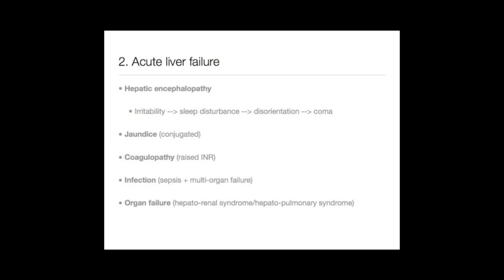They also lose the ability to produce clotting factors, so they get a coagulopathy. This is very important because it can lead to bleeding and can worsen things such as varices. The key biochemical picture here will be that of a raised INR. Obviously, patients are more predisposed to infection. Sepsis and multi-organ failure are often the causes of death in these patients with acute liver failure. And then finally, they can present with disorders of homeostasis, hepatorenal syndrome and hepatopulmonary syndrome as well.